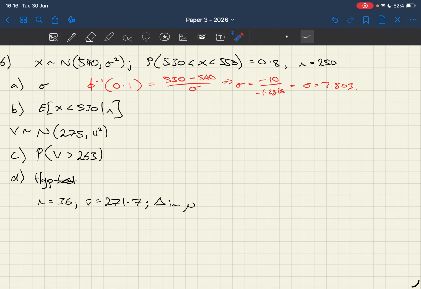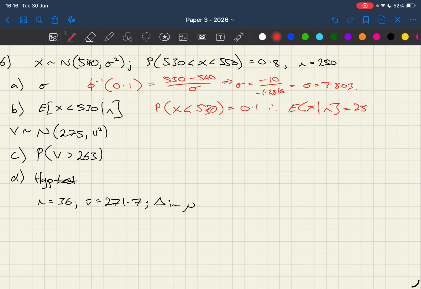Now then, what is asked about the mean actually? Okay, yeah, we want the expected number of them that are going to be less than 530 when we take a sample of 250. So we've got this distribution, we do it 250 times. How many do we expect to be below 530? Well, this is the middle 80%. The probability of being below that 530 is 10%. So if we're trying 250 times, the expectation should be 25 of them, given that sample size.